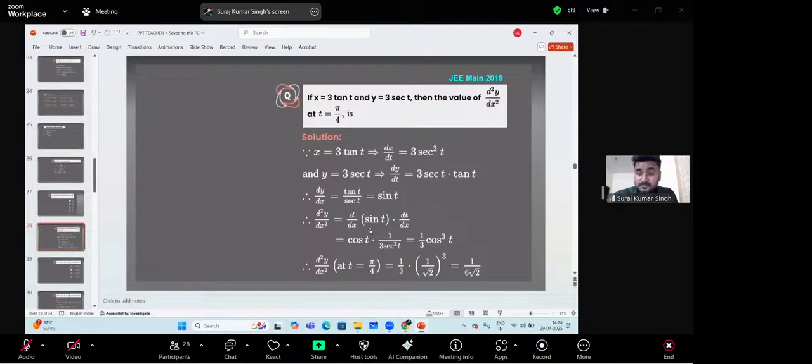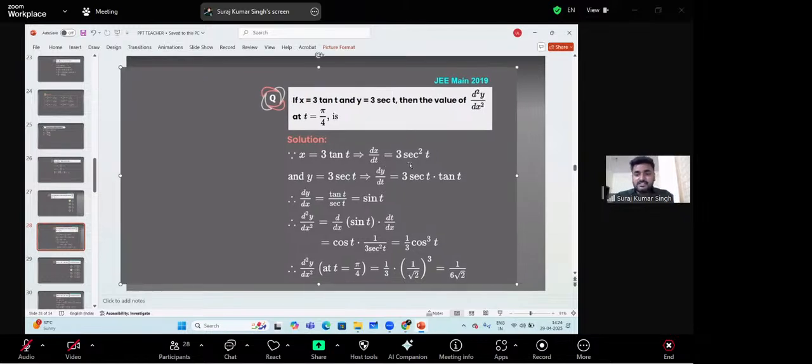But here is the most important point that I am telling. Here you can see x equals 3 tan t is written, and dx by dt we got 3 sec square t, and y equals 3 sec t is written, so dy by dt equals 3 sec t into tan t. So I got dy by dx after taking this ratio. So dy by dx equals tan t by sec t. We can write tan t as sin by cos, cos into sec will cancel, and now it will be sin t, right? Again, if we differentiate this dy by dx, what is coming? d2y by dx square.